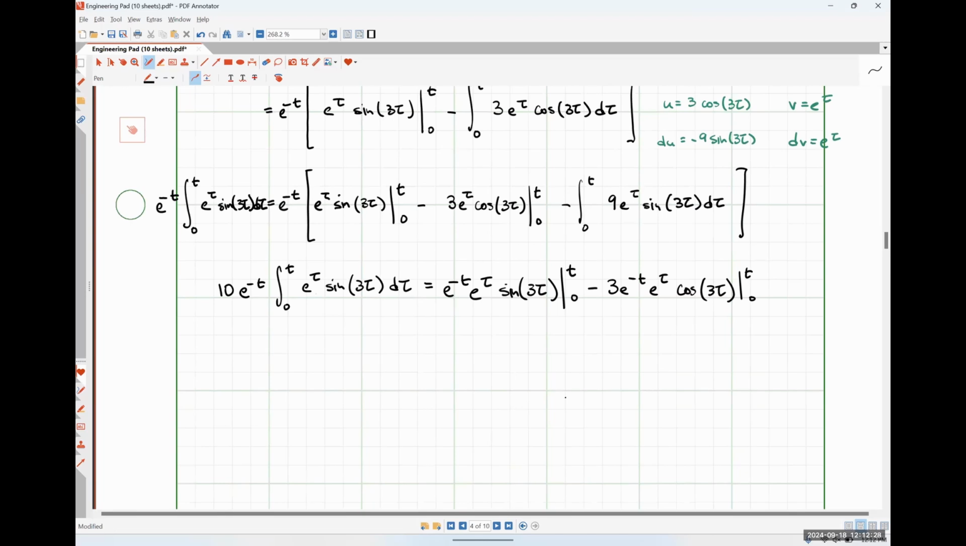Okay. So I've got this relationship now. I'm going to substitute in t for tau and all of that kind of good stuff, right? So let's just look here. I've got 10 e to the negative t times the integral.